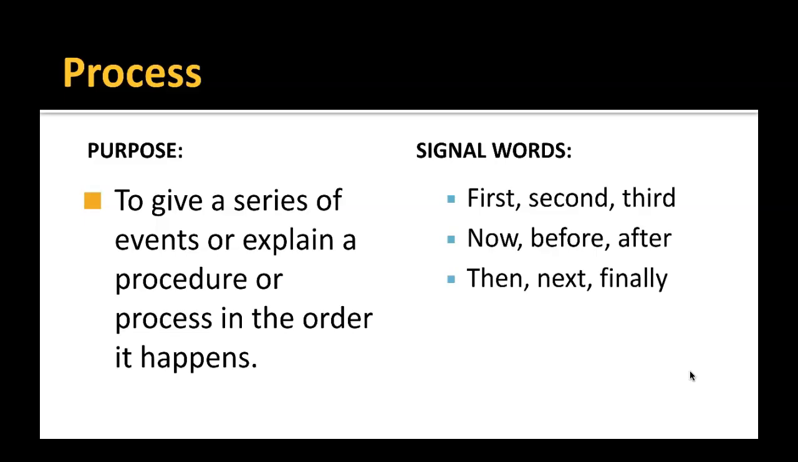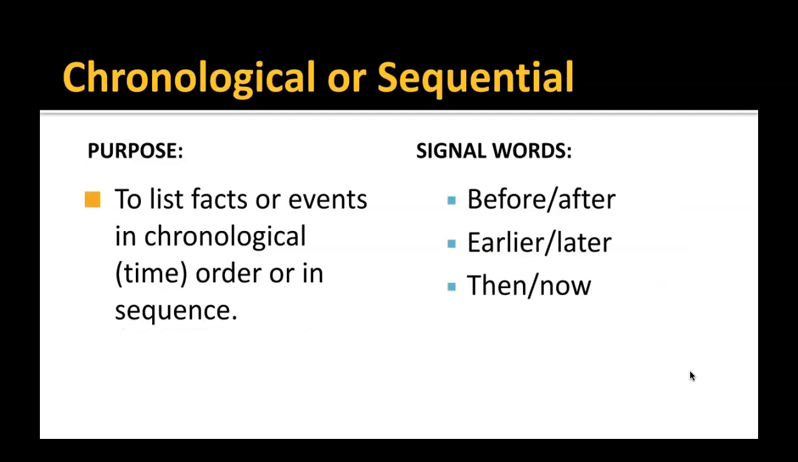Okay, process. This is when you're giving a series of steps. So this will also be like first, second, third, but it's going to say how something happens or how to make something. So it's different from chronological because it's not facts or events. It's more like how something works.